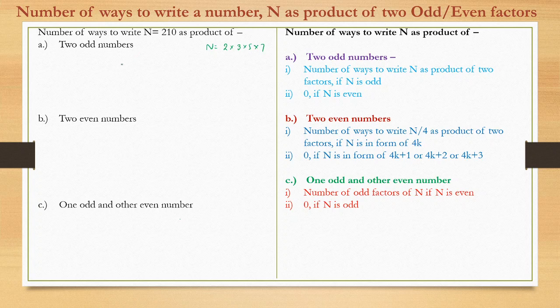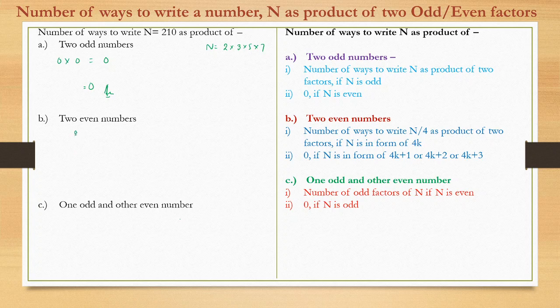Now we are asked to find the number of ways to write 210 as a product of two numbers. So we know odd into odd always gives odd. So there cannot be any case where two odd numbers multiply to give an even number. So the number of cases is 0, right?